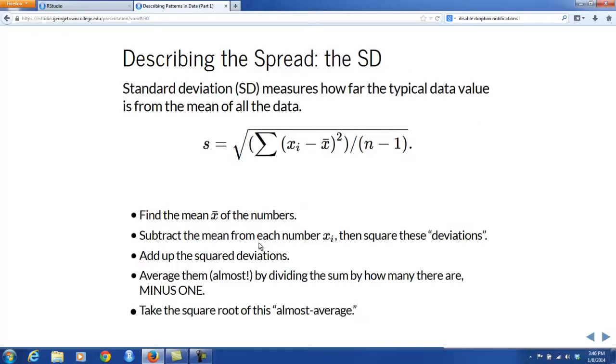Now, the mean describes the center of the data. It describes a typical value. It tries to describe a value that hopefully a bunch of other values are near.